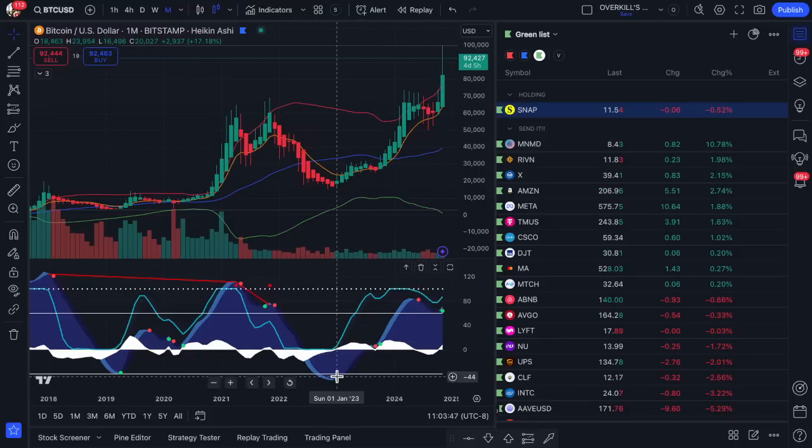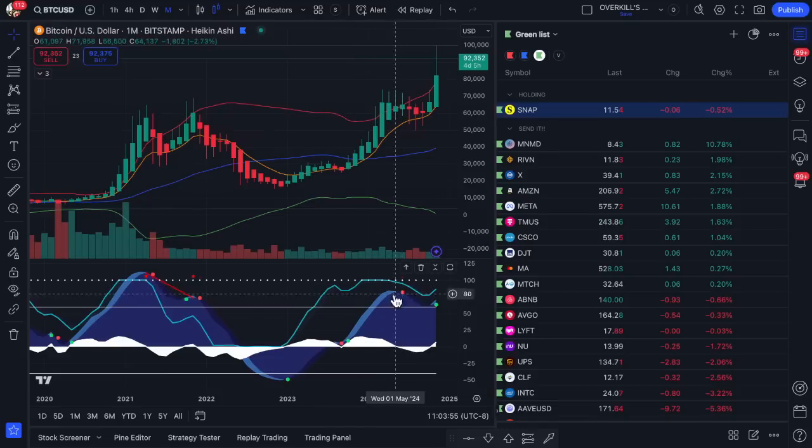And we know that by seeing what color the dot is. The green dot indicates that we are shifting from going down to going up. And then the same thing with the red dots. Once the dot flips red, that's when we pull back. So the first thing we want to see is that monthly green dot on our charts.